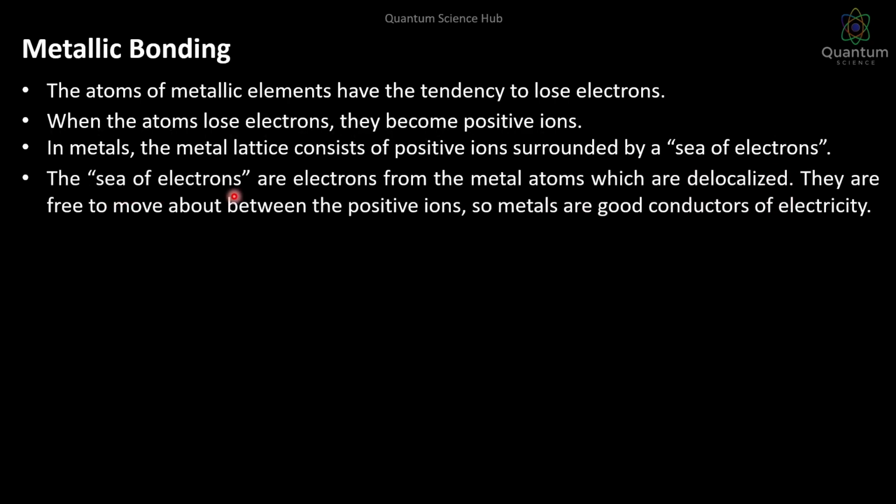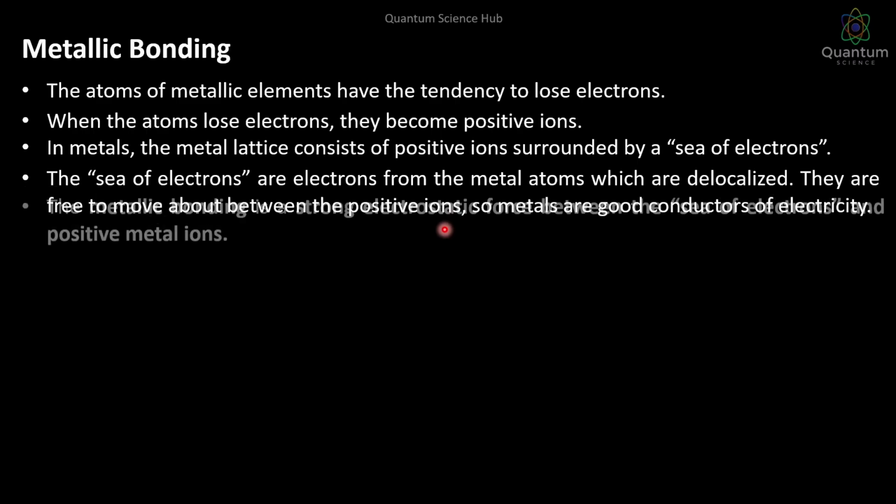The sea of electrons are electrons from the metal atoms which are delocalized. They are free to move about between the positive ions. So metals are good conductors of electricity. Okay, so this is one of the most common questions in IGCSE for this chapter. Why are all metals good conductors of electricity? The answer is because of the presence of free moving electrons between the positive ions, right?